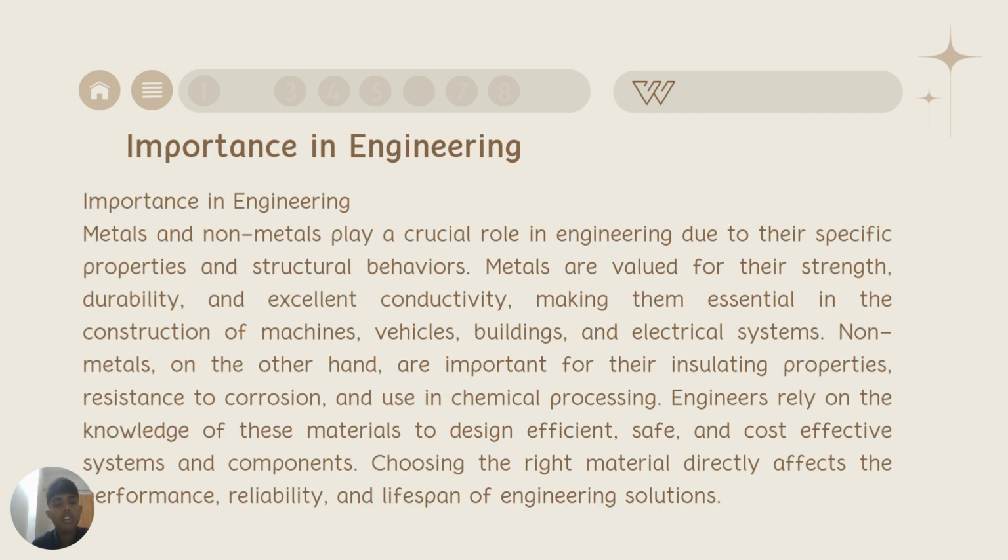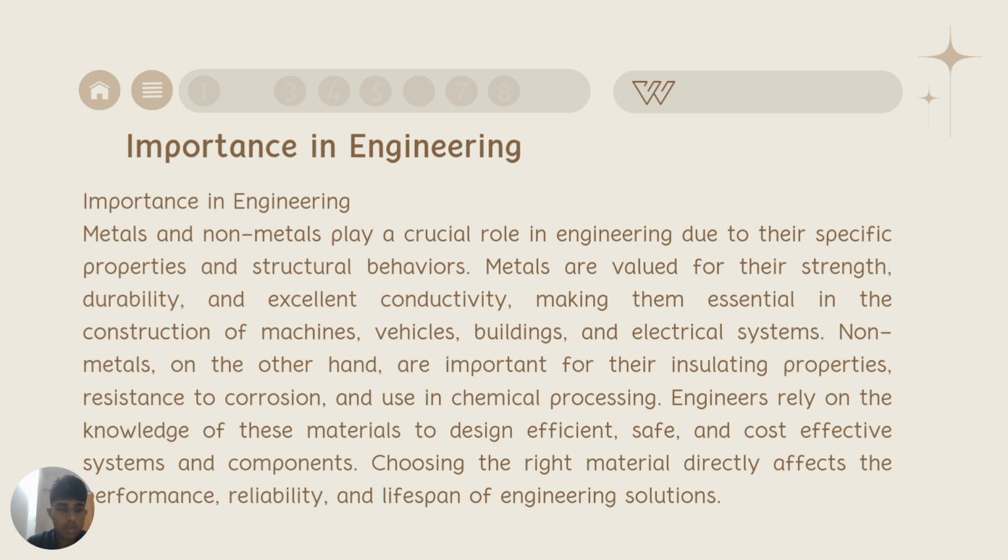So, what is the importance in engineering that we use metal or non-metal? As we can see here, metals and non-metals play a crucial role in engineering due to their specific properties and structural behaviors. Metals are valued for their strength, durability, and excellent conductivity, making them essential in the construction of machines, vehicles, buildings, and electrical systems.